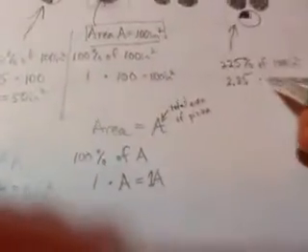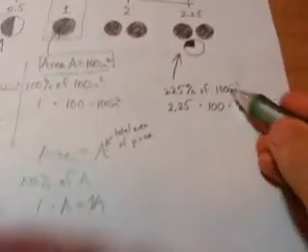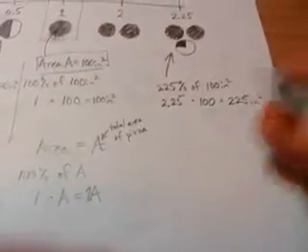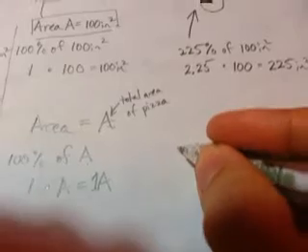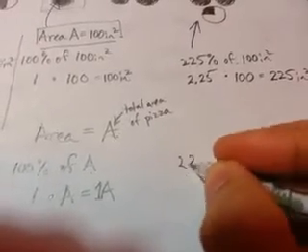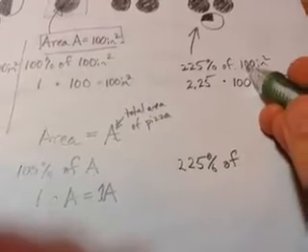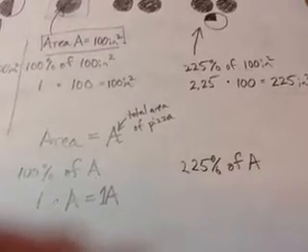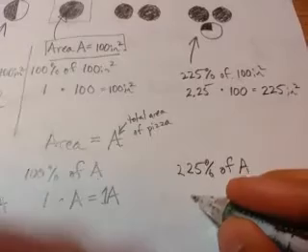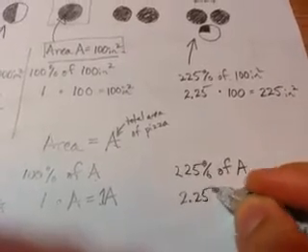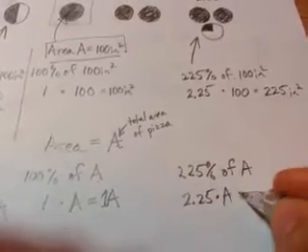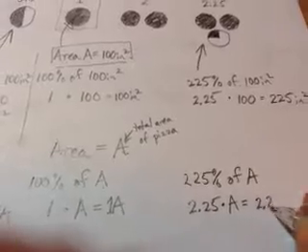Same thing with this one over here. Instead of knowing that it's 100 inches squared, I'm just going to say I have 225% of, not 100, I don't know, so I'm going to say A. So what is that? Well, that's 2.25 times A, or 2.25A.